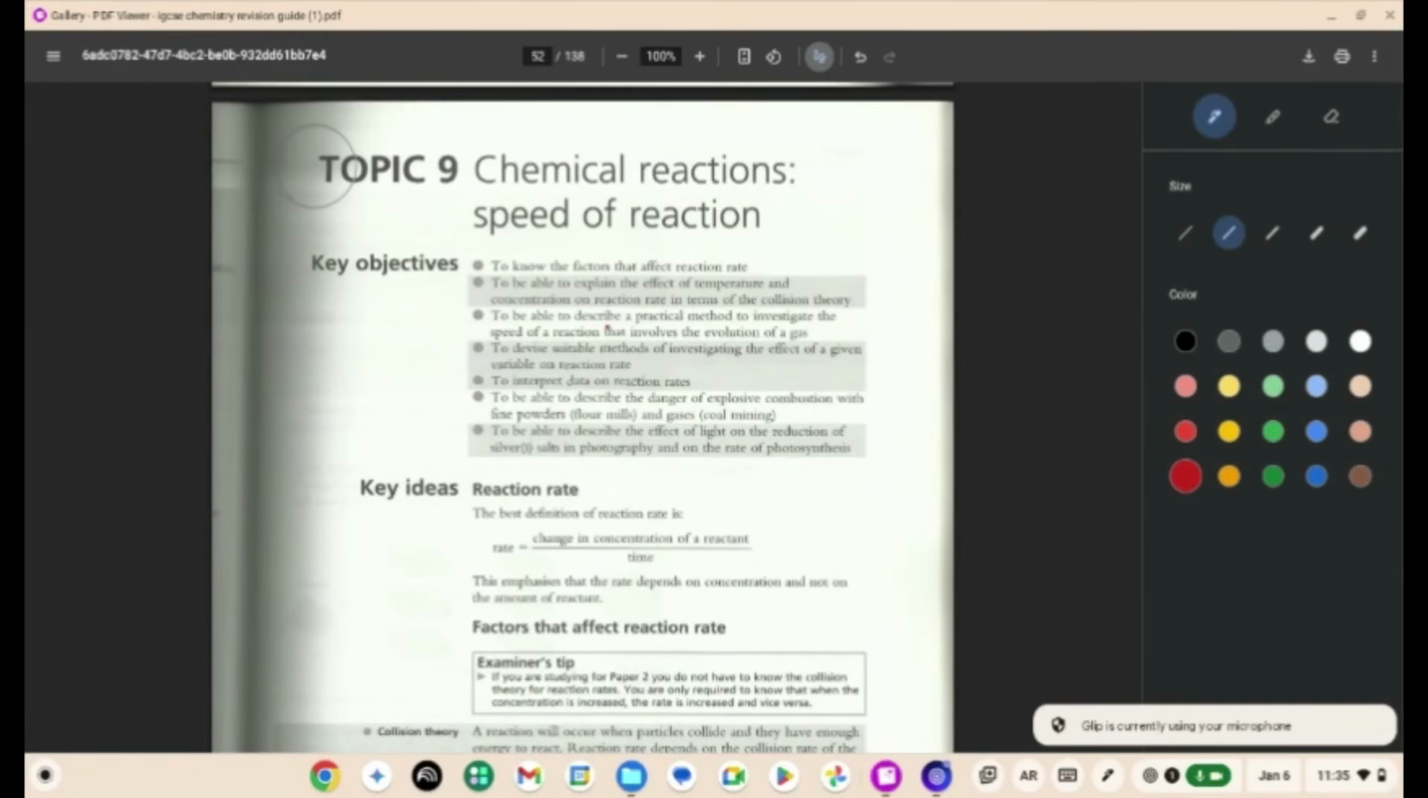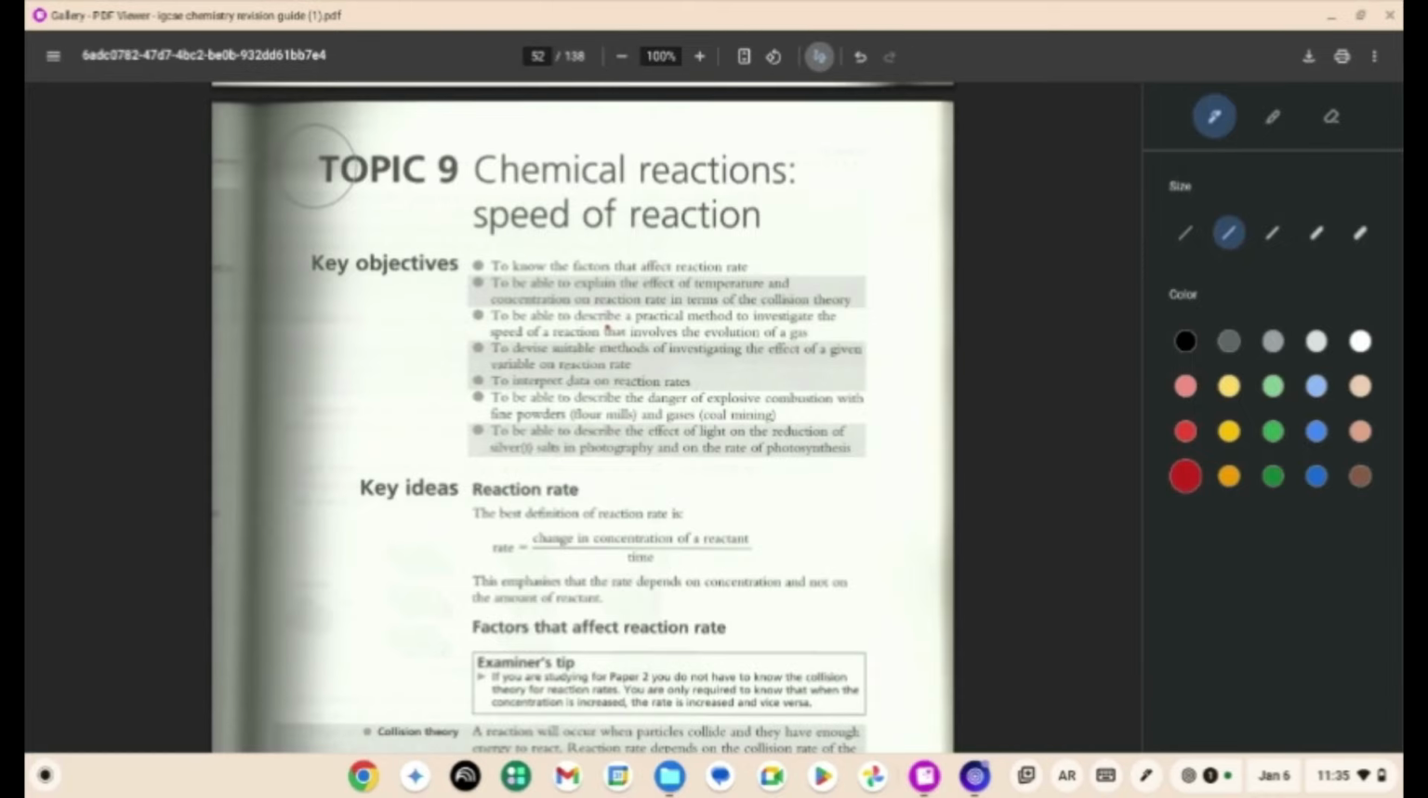Chemical reactions, the first topic in chemical reactions: the speed of the reactions, also called the reaction rate. We will start by defining this concept. The reaction rate is the change in concentration of the reactant within time. So as we go within the time, for example, if we have the concentrations of the reactant, the concentration can change within the time.